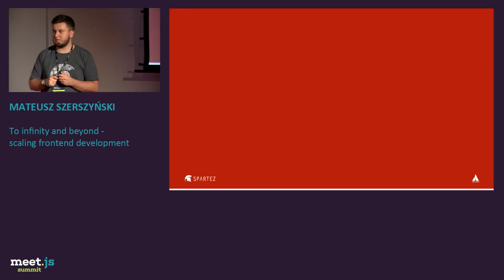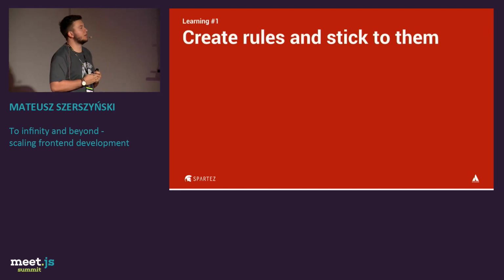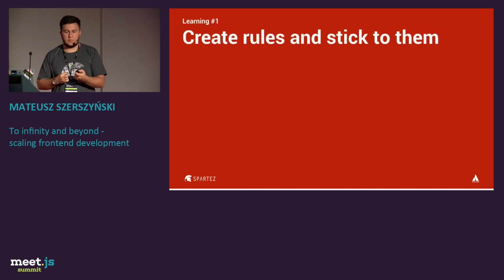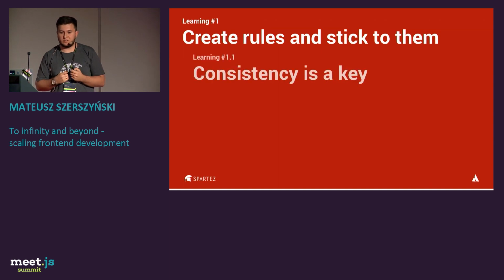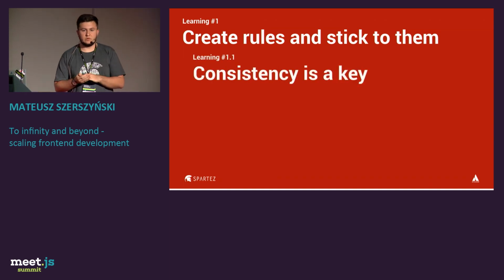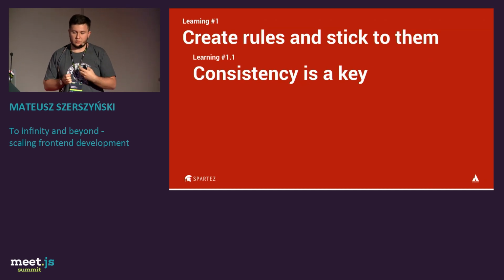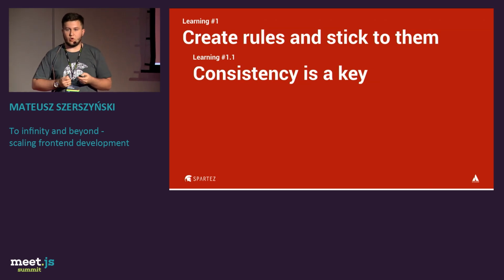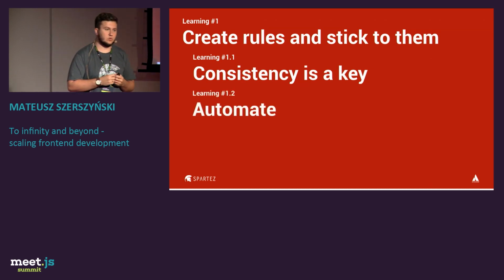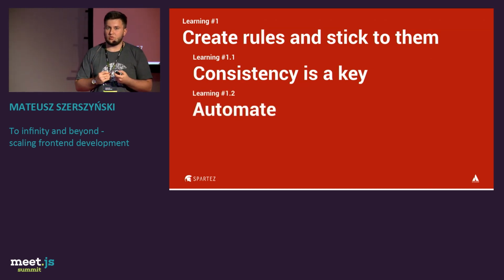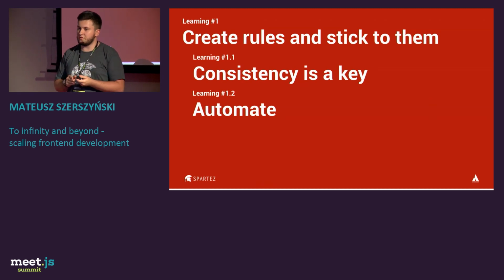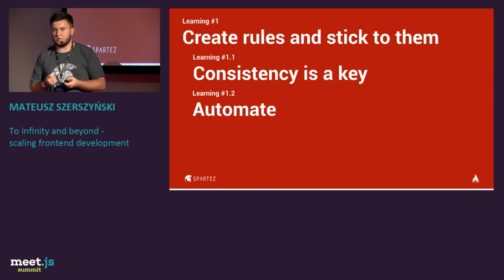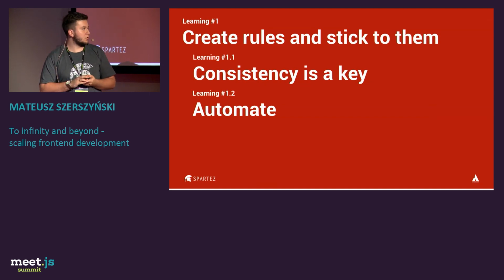Okay, so summary. The first learning is about creating the rules and sticking to them, because being opinionated is important in the way that consistency here is a key. It allows you to build a great team, and it allows you to start working on different things, and it allows you to cooperate with each other in a very good way. And another thing is that you need to automate things. You cannot watch every change. You cannot be aware of everything which happens in your repository. It may happen if you have a very small project, but it won't happen if your application is pretty big.